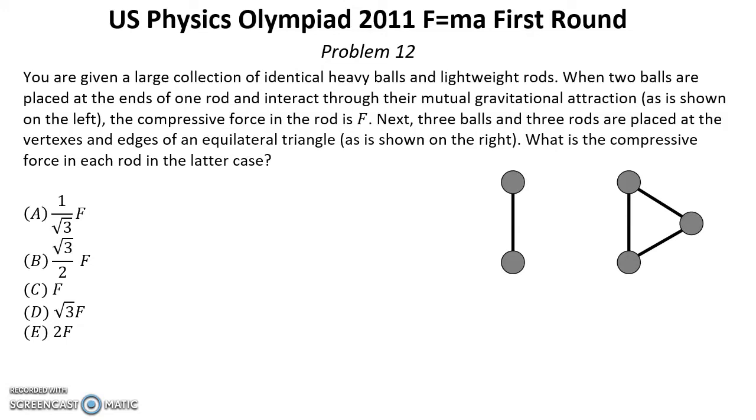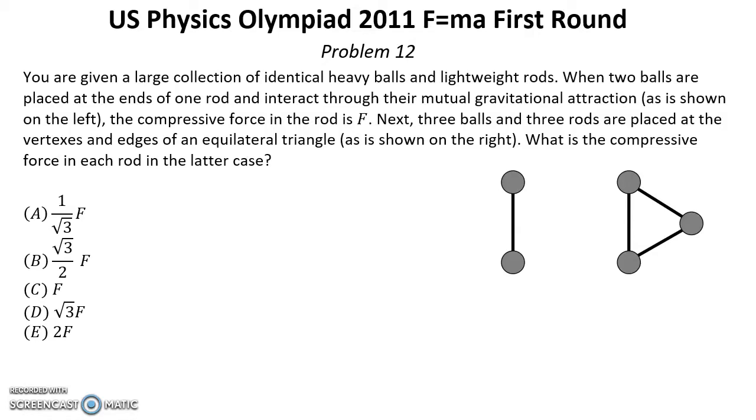US Physics Olympiad, year 2011, F equals MA, first round. Problem number 12. Solution for this problem you can find by reference below this video in the description.